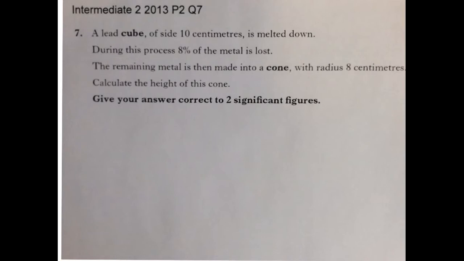Well, the first thing we have to do is work out the volume of the cube. So volume of the cube is length times width times height. That's 10 centimetres by 10 centimetres by 10 centimetres, so that's 10 times 10 times 10, which is 10 cubed.